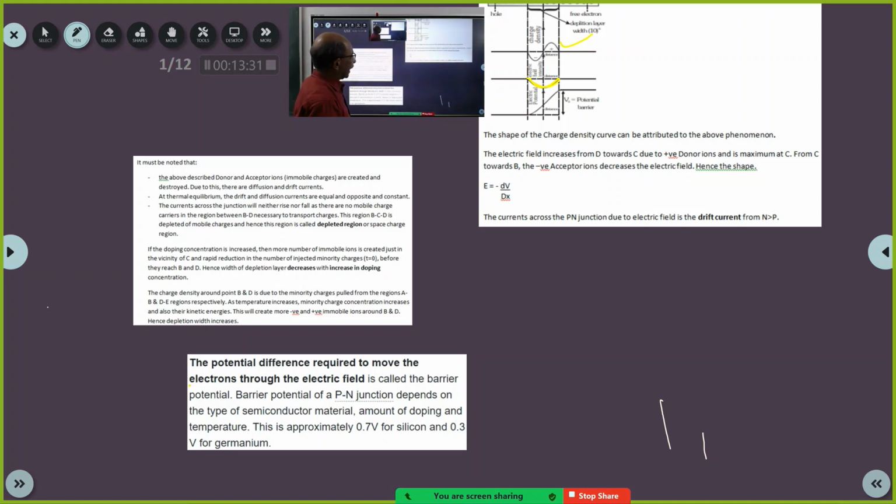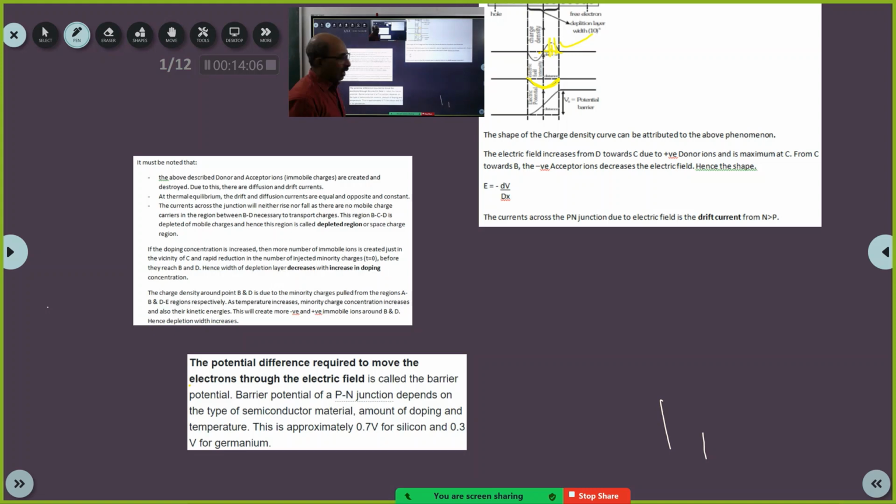Clear? Okay. The electric field increases from D towards C due to the positive donor ions and is maximum at C. This is because if you go on integrating from left to right, the integration of the charge density increases, so therefore the electric field will also increase in magnitude. I am showing it down here because I have taken this direction as positive, this direction as negative. Therefore the electric field will increase.